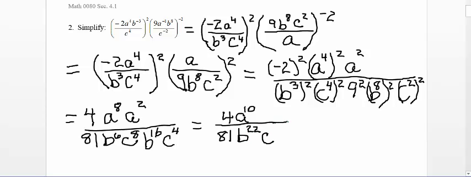So now I'm using the product rule. A to the 8th times a squared is a to the 10th. B to the 6th times b to the 16th is b to the 22nd. C to the 8th times c to the 4th is c to the 12th. I can't simplify 4 over 81 at all.